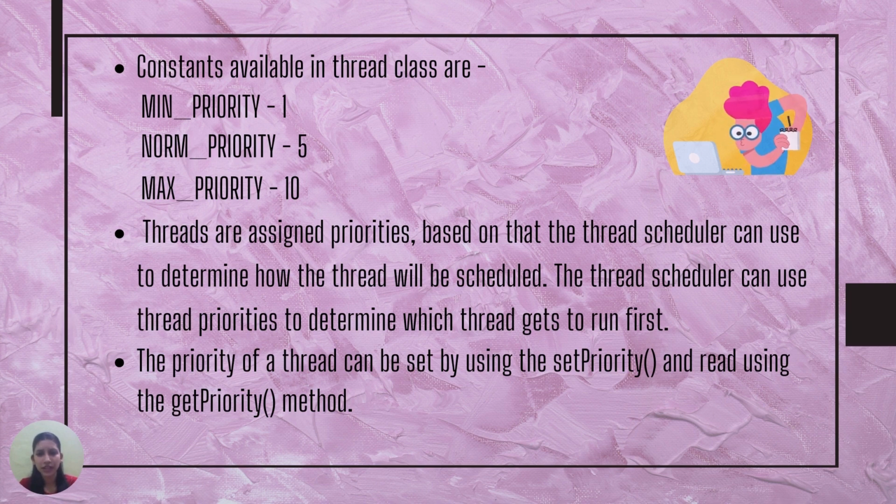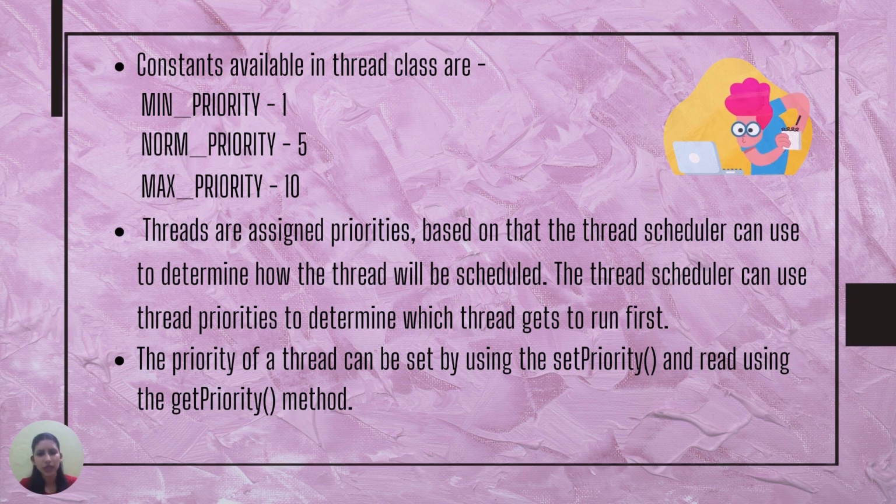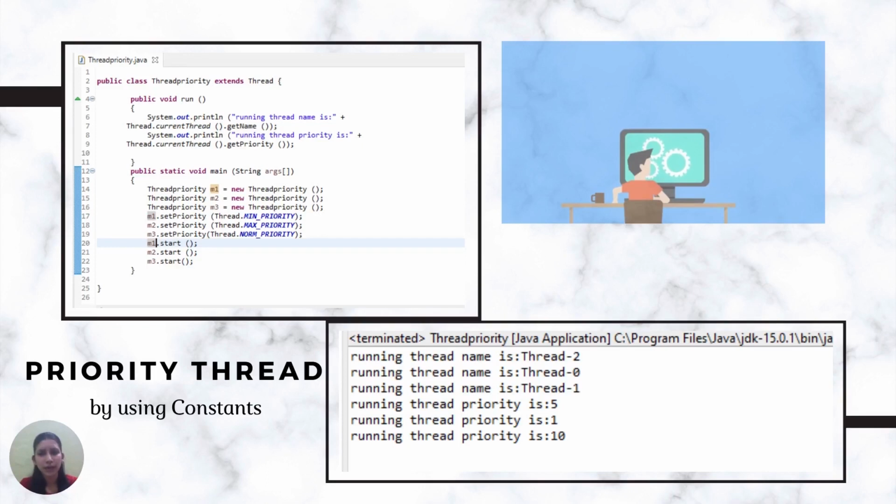Based on the priority assigned, the thread scheduler determines how the thread will be scheduled. It determines which thread gets to run first. We can manually set the priority of a thread by using the setPriority method and read the priority using the getPriority method. So let's look at some examples to set and get the priority of the thread.